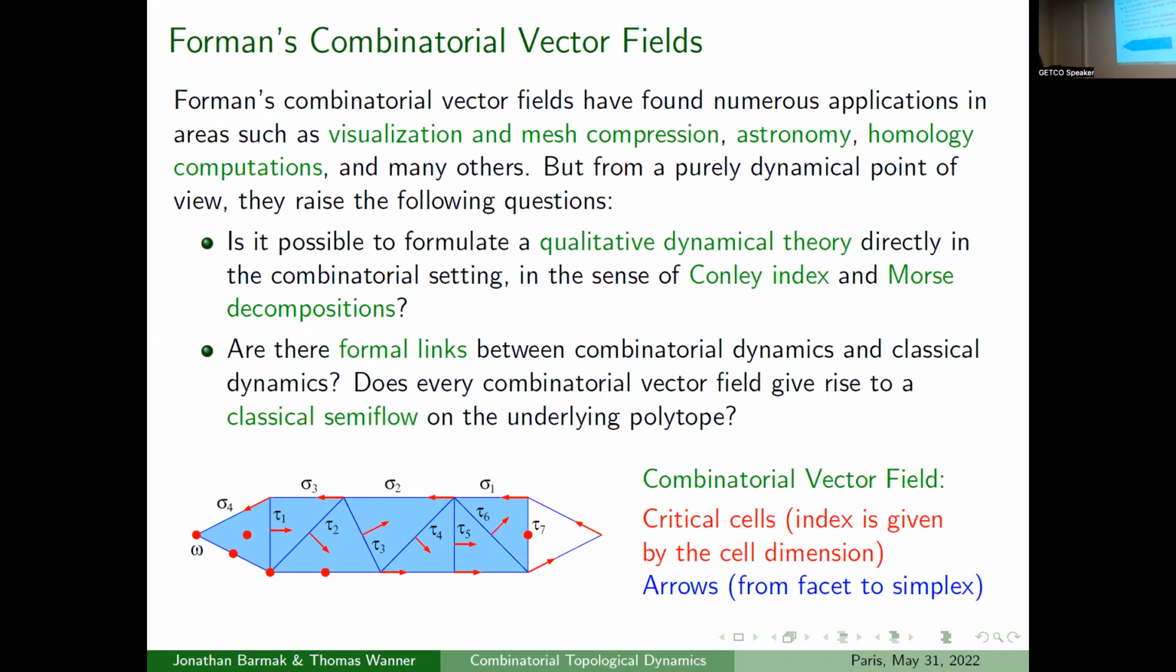How can I talk about dynamics on this system? If you look at this picture down here, even if you just have some sort of basic rudimentary idea about what flows do, you probably can come up with what kind of classical dynamical system this should correspond to. I'll show you examples of that in a minute. But can we analyze these kinds of things? Can we introduce dynamics and analyze them in the Conley sense? And in fact, once we can do that, are there any formal links between this combinatorial dynamics and classical dynamics? And I'll briefly mention that as well.